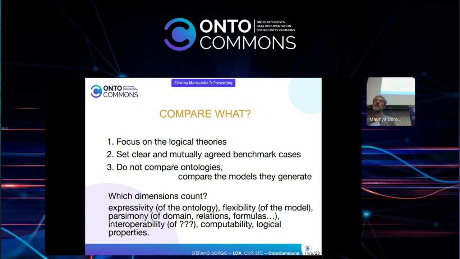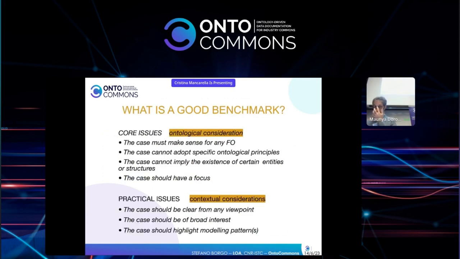Then the interoperability. As we know, we are all using the term interoperability, but none of us define it precisely, and that's a bit puzzling. We will one day try to list what it means, at least at the different levels of comparison we want to do. And then other more standard issues like computability properties and other logical properties. Then again, to get a benchmark, you have to separate what is really about the ontological aspect and what is more contextual. So here I try to separate them.